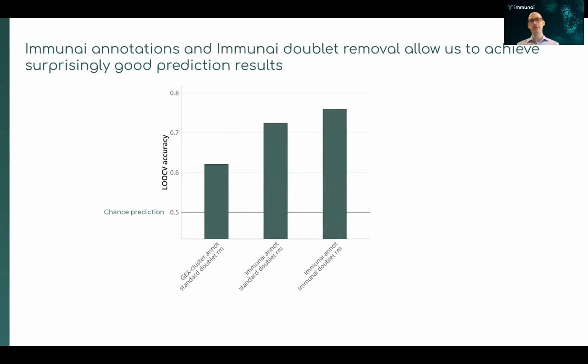And when we combine Immunai annotations with Immunai's doublet removal, we see that our prediction performance gets even better. The thing that surprised us is going from accuracy in the low 60s to the mid 70s. We were not expecting to do as respectably as the mid-70s for predicting whether a patient is going to respond to an immunotherapy. But the thing that was cool to see is that solving these fine-grained cell-level problems well is the difference between being able to do well on these higher-level disease problems or not.